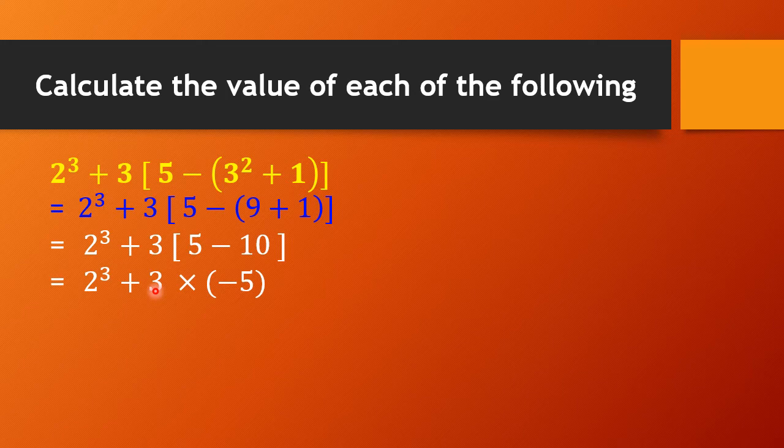Which one of them will we start with? Yes, we will start with powers. 2 power 3 equals 8, and write the same numbers. After that, we have plus and times. We will start with the multiplication operation. It will be 3 by negative 5 equals negative 15. So 8 minus 15 equals negative 7.